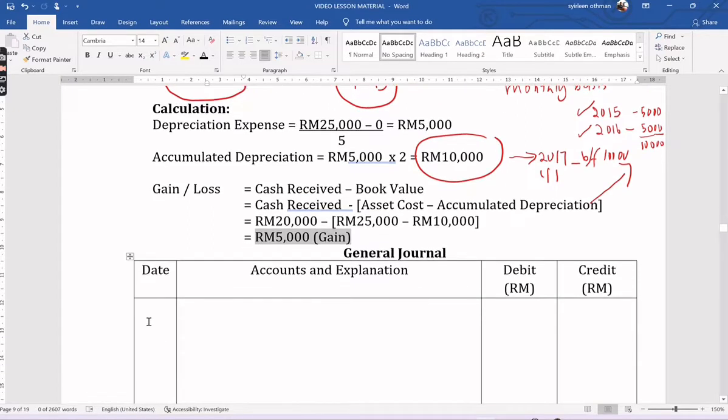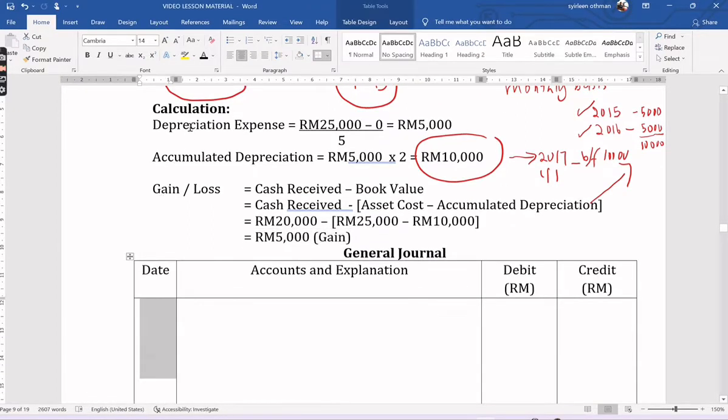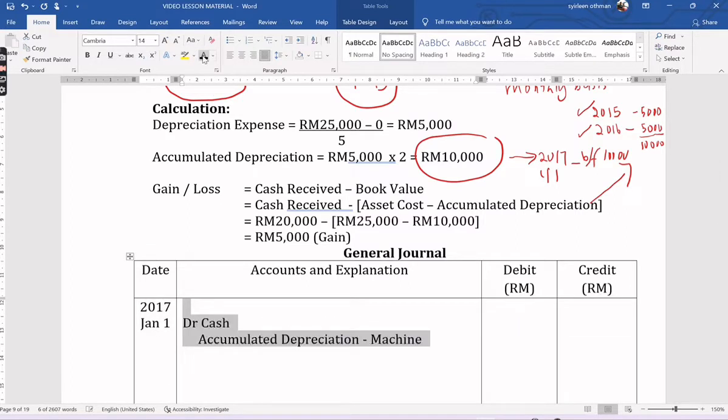Okay, so bila kejadian ini berlaku, it's on the 1st of January 2017. Okay, so account yang kita akan debit ada dua. Alright, so kita akan debit cash and kita akan debit accumulated depreciation. Alright, so our cash here, as stated in the question, is 20,000, and your accumulated depreciation yang terkini is 10,000. Okay, so you can see here on the debit side, you have the amount of the total of 30,000 ringgit.